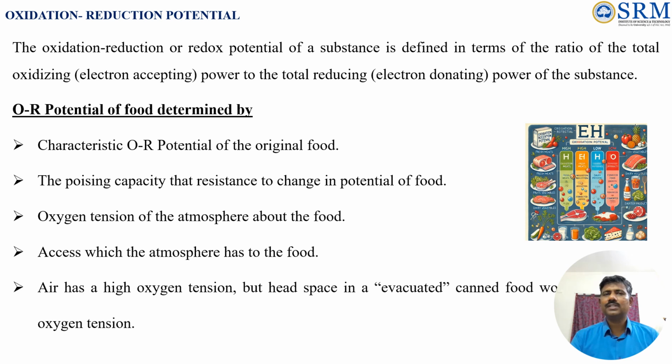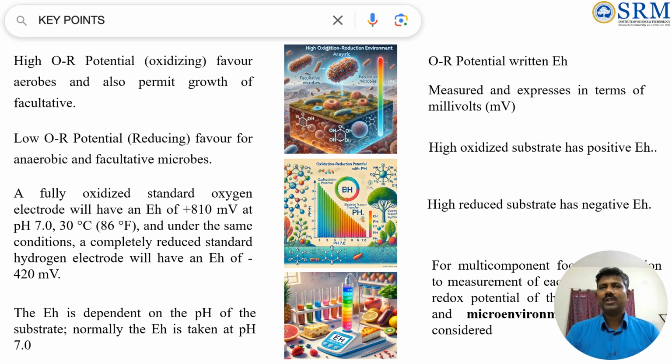And the fourth one is the accessing of external sources where the food material is stored. For example, air has a high oxygen tension, whereas the headspace of canned food has a low oxygen tension. OR potential, or oxidation reduction potential, is written as EH and is measured and expressed in terms of millivolts. A highly oxidizing substrate has a positive EH, whereas a highly reducing substrate has a negative EH.